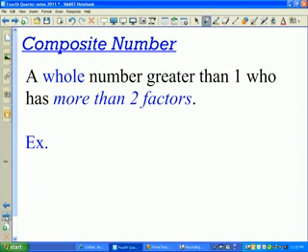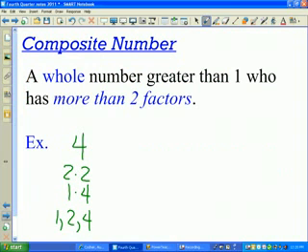So the next number is called the composite number. A composite number is a whole number greater than 1 that has more than 2 factors. What I mean by that is, an example would be 4. In order for me to say 4 is a composite number, I have to think of 2 or more factors. Meaning, I can say 2 times 2 will give me 4, and I also can say 1 times 4 will give me 4, which gives me a total of 1, 2, 3 factors.